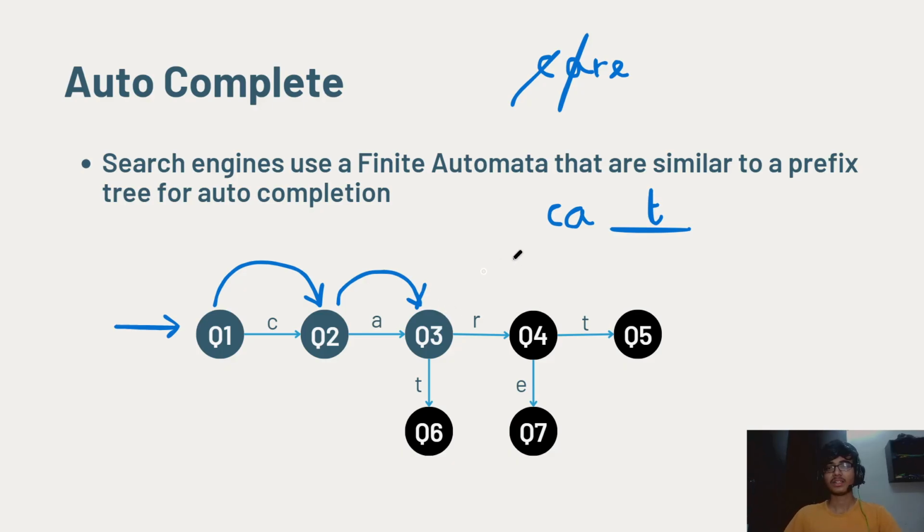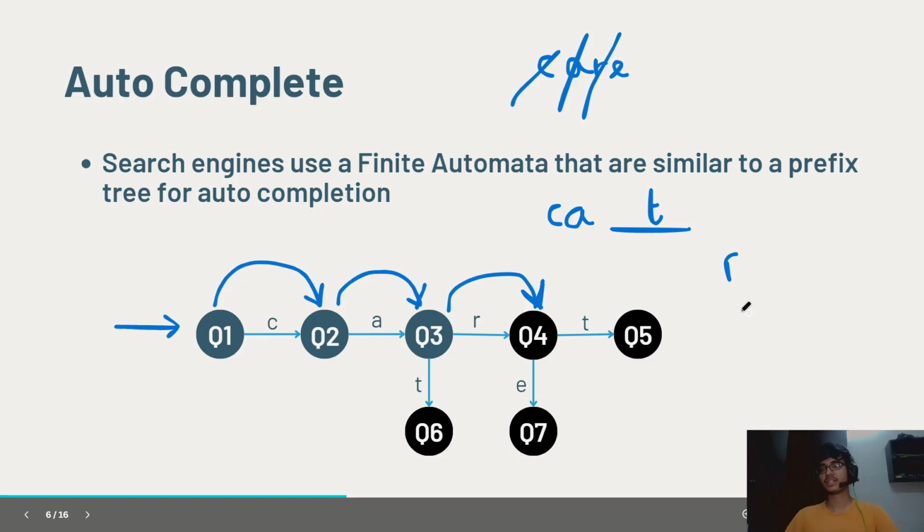Suppose I give the next input, next letter R, it will go from Q3 to Q4. Now the search engine in this scenario has two options, either recommend us car or recommend us cart. Most search engines recommend car or cart based on the use of the word or number of results on the word, which word would be relevant based on the previous queries of the user or which word is globally used more often. That is how autocomplete works.